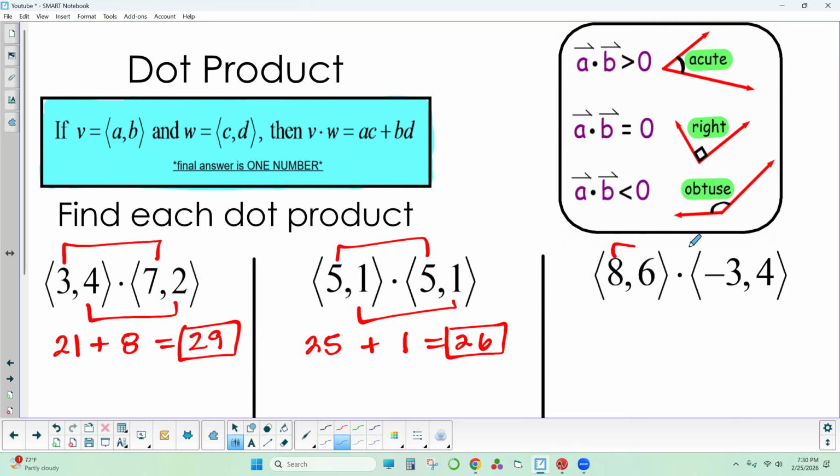The last one, we've got 8 times negative 3, which is negative 24. And we've got 6 times 4, which is 24. Now here, we add those together, we get a dot product of 0. So that tells us that these two vectors are orthogonal. Okay, they're perpendicular to each other. And that's how it works.